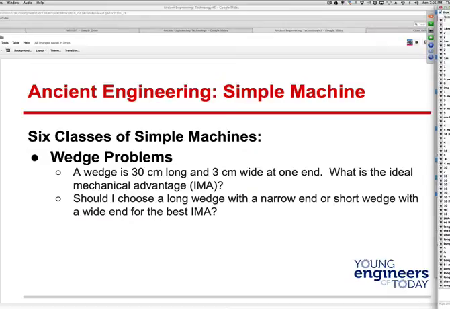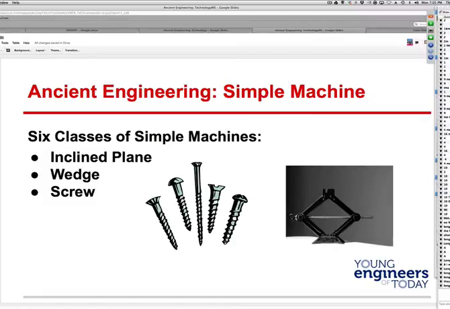Y'all are just knocking it down. Good job, folks. Well done. Can't wait to tell Mr. Maurer about it.